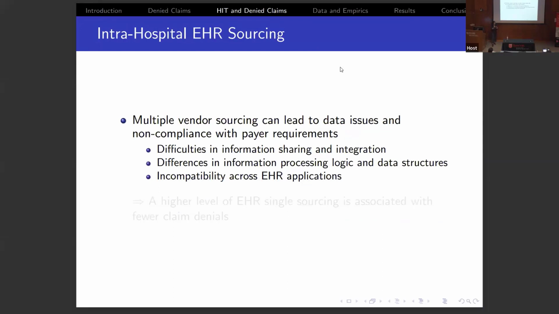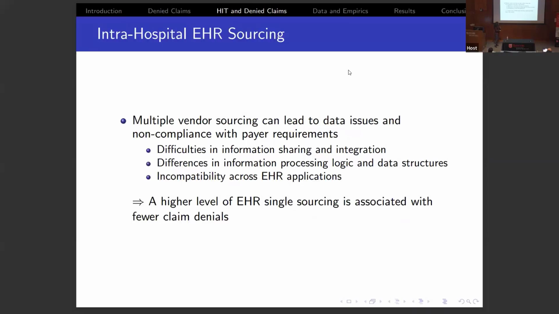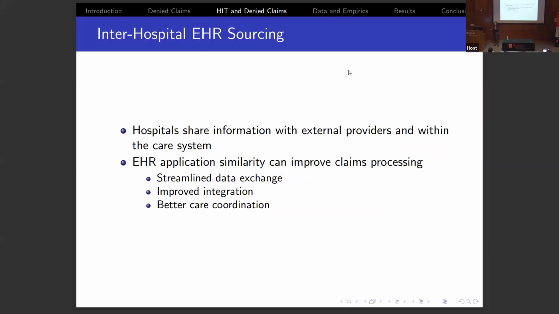And overall here again, with the benefits of single sourcing in terms of interoperability and data integration, we expect a higher level of single sourcing to be associated with fewer claim denials, because information sharing and integration will be easier in this case. So this is our expectation within a hospital: within the same organization, if they have a higher level of single sourcing, we expect to see a lower rate of claim denials. And a similar idea applies to inter-hospital EHR sourcing. If a system or group of hospitals treat the same patients and have more compatible EHR vendors, that increases data exchange standards, improves integration, and improves care coordination. We also expect this to be associated with fewer claim denials.